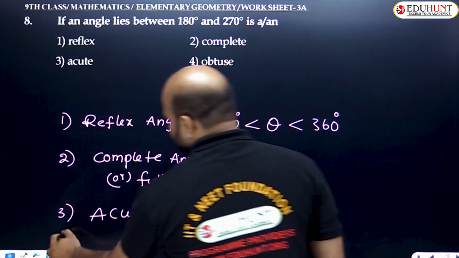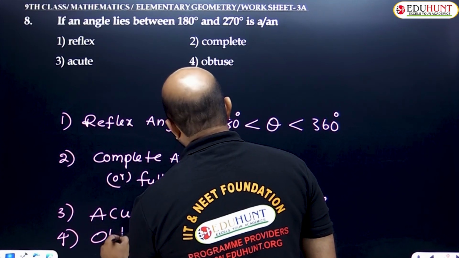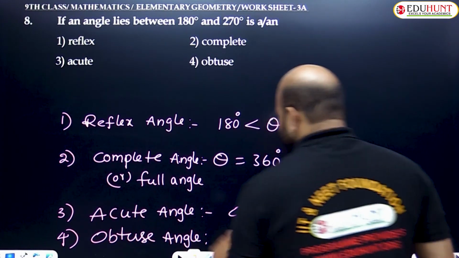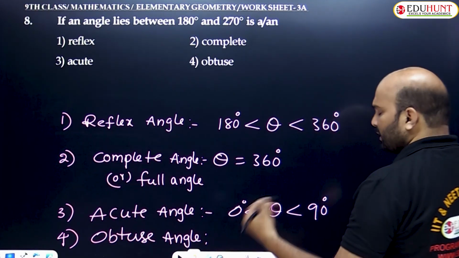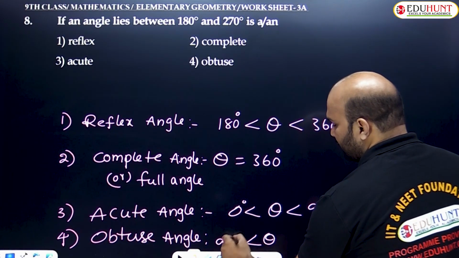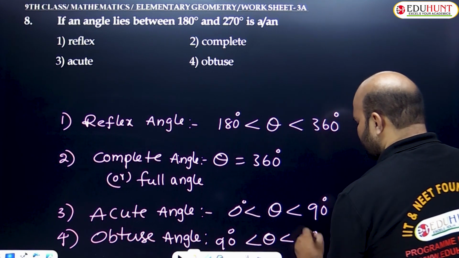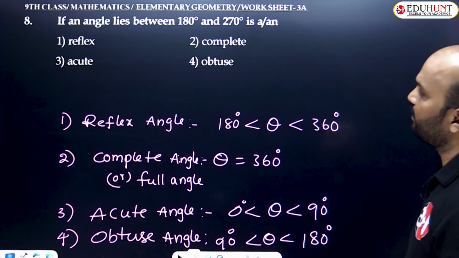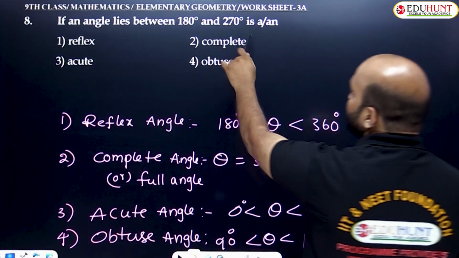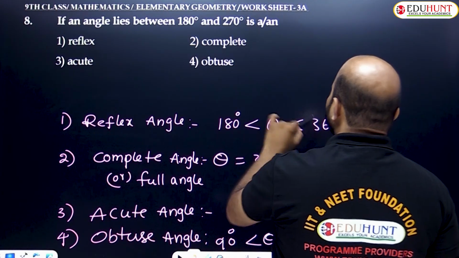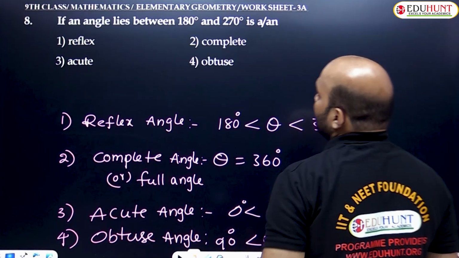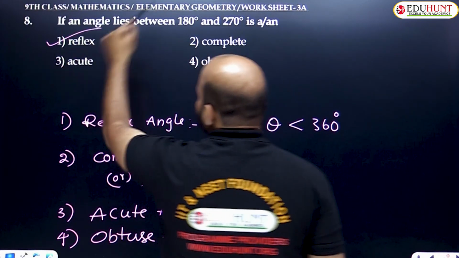So what is the fourth option? Obtuse angle. An angle which is more than 90 degrees and less than 180 degrees is called an obtuse angle. But in that question, the angle lies between 180 and 270, which is more than 180 and less than 360. That angle should be a reflex angle. Option 1 is the right answer.